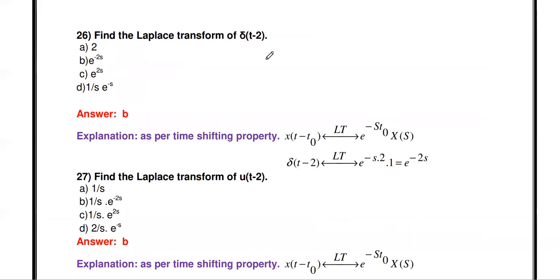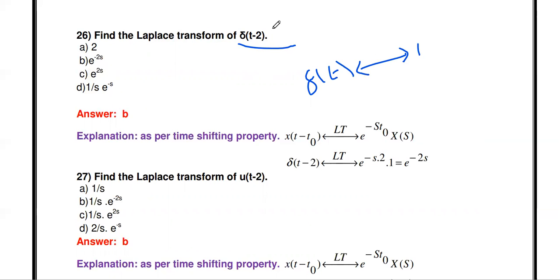And find the Laplace transform of del of t minus 2. Okay, so how to calculate this one? Using the time shifting property of Laplace transform, we have to solve this problem. So the del of t signal, you know, has the Laplace transform answer 1. Okay, the answer is 1.